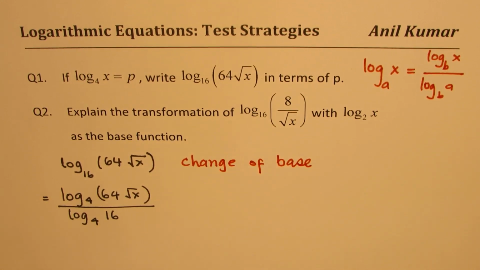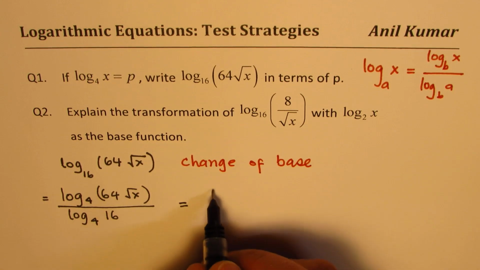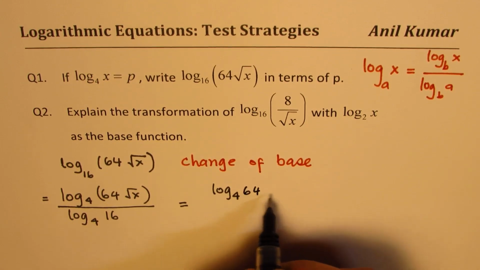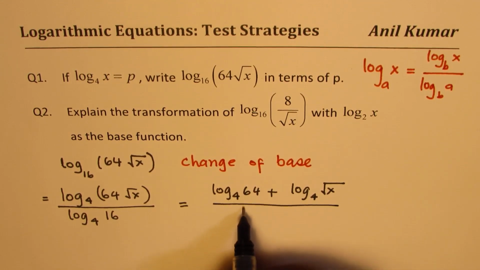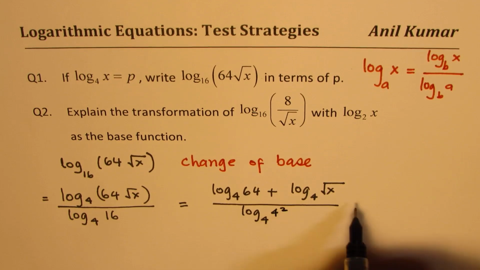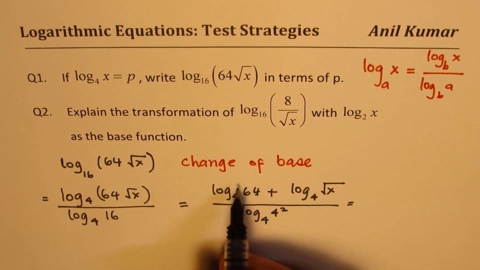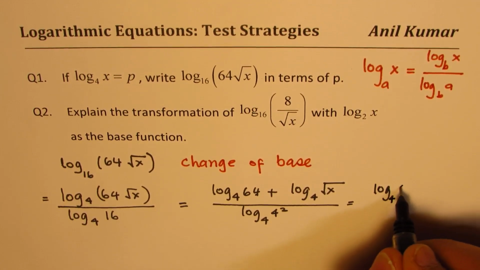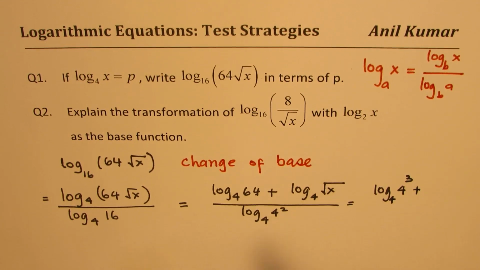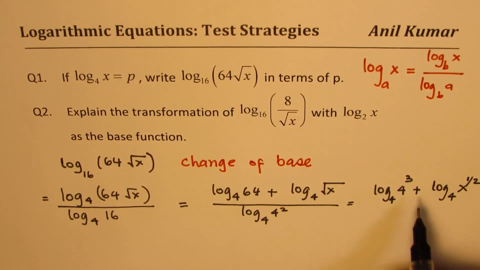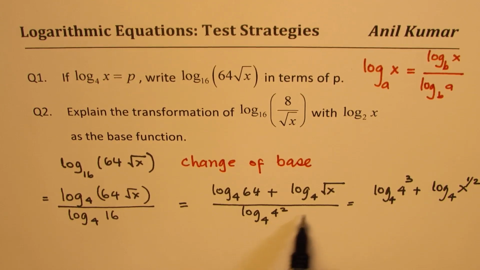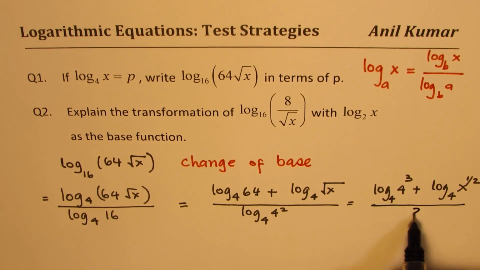Now once you have applied the change of base formula, the denominator can be evaluated. 16 is 4 squared. In the numerator, we'll apply the rule. So this is a product, so I could write this as log to the base 4 of 64 plus log to the base 4 of square root of x. And here in the denominator, I get log to the base 4 of 16, which is 4 squared. Now 64 can be written as the cube of 4, right? So we could write this as log to the base 4 of 4 cubed plus log to the base 4 of x to the power of half, that is square root x, right? And log to the base 4 of 4 squared gives me 2 in the denominator, right? So we get 2 in the denominator.